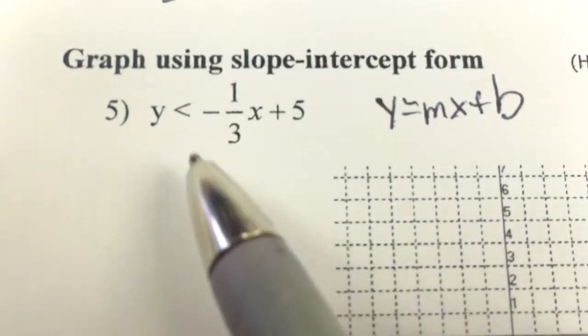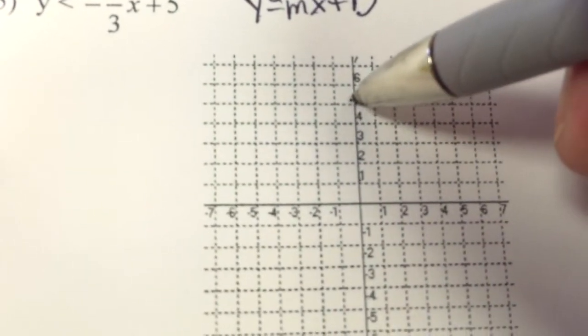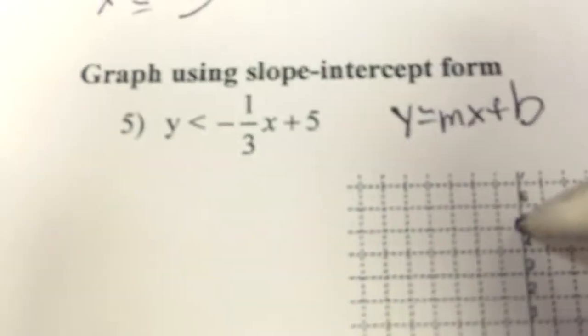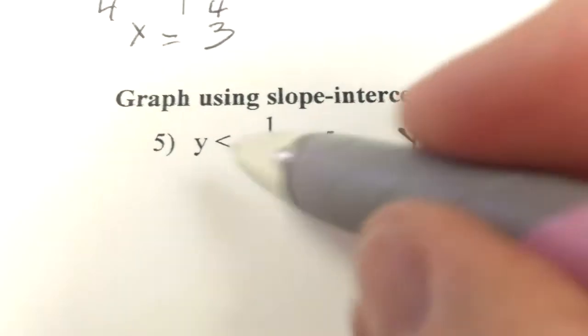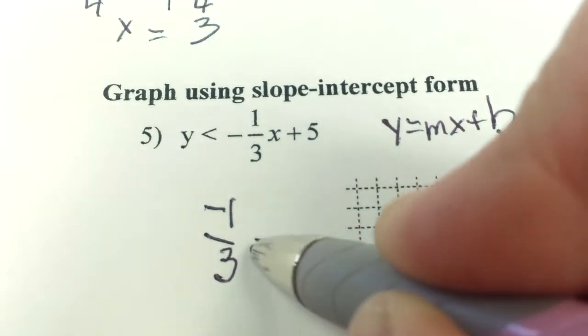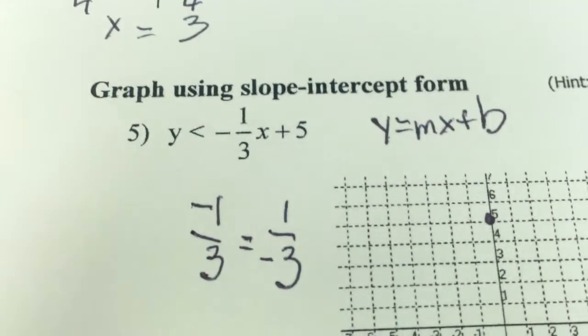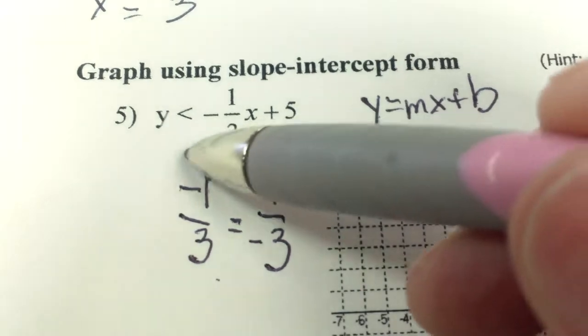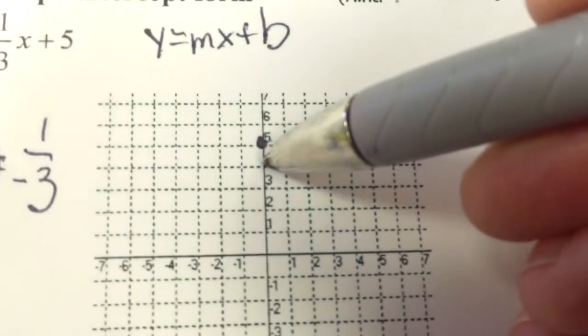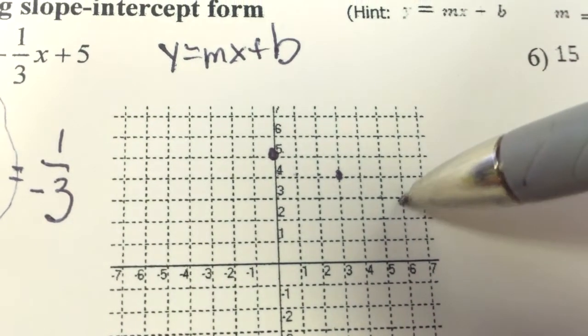So since this is already in slope-intercept form, I'm going to begin at 5 on the y-axis. And my movement, my slope, is negative 1/3, which can be down 1 over 3, or it can be up 1 and back 3. Those are both negative 1/3. So let's do this first. Down 1, 3 to the right. Down 1, 3 to the right. Down 1, 3 to the right.